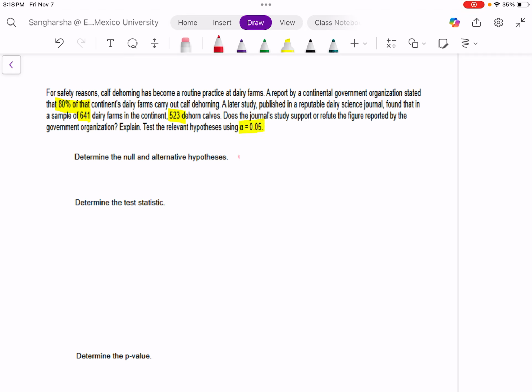So let's start with the null hypothesis and alternative hypothesis. Since we are given a percentage, our parameter is p. The question is, does the journal's study support or refute? It means we want to know whether the percentage is 80% or not, whether p is less than or greater than 80%. So p not equal to 0.8 is the alternative, and p equals 0.8 is our null hypothesis.